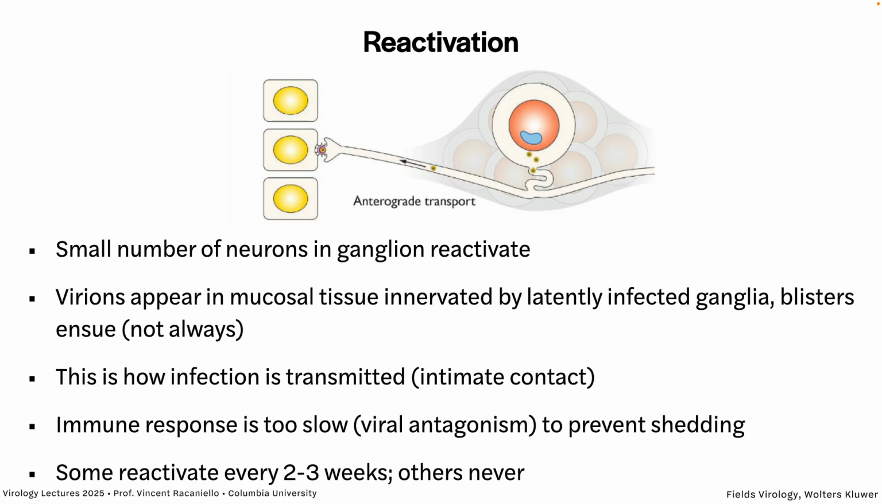Okay, reactivation. At some point, this genome begins to replicate in the neuron. New virus particles are made. They travel to the mucosal surface, infect those cells, and they're shed, and that's how they appear. That's how they transmit. So a small number of neurons reactivate. The virions appear in mucosal tissue innervated by these ganglia. Sometimes you get blisters on your lip or in your mouth or on your nose. Not always. And that's how it is transmitted.